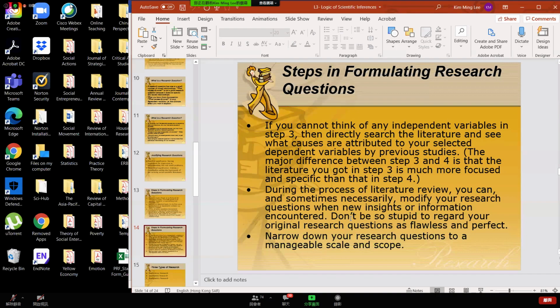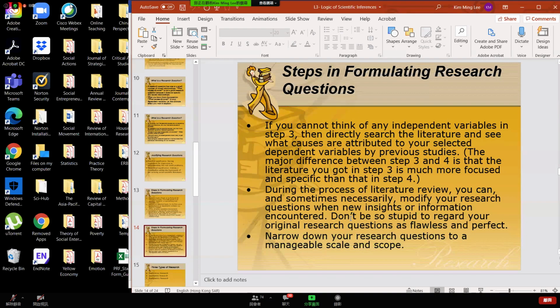Okay, and it involves a back and forth process, not a straight line process, not a linear process. It always involves back and forth. You can always revise your research question. Okay, so in doing your research proposal, you can always discuss with your group mates.